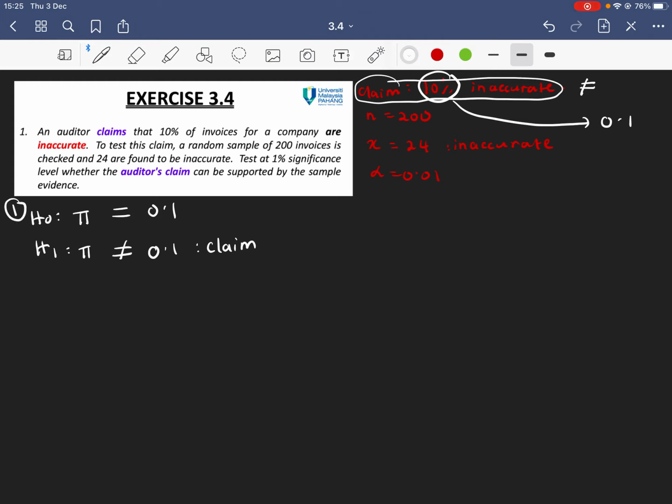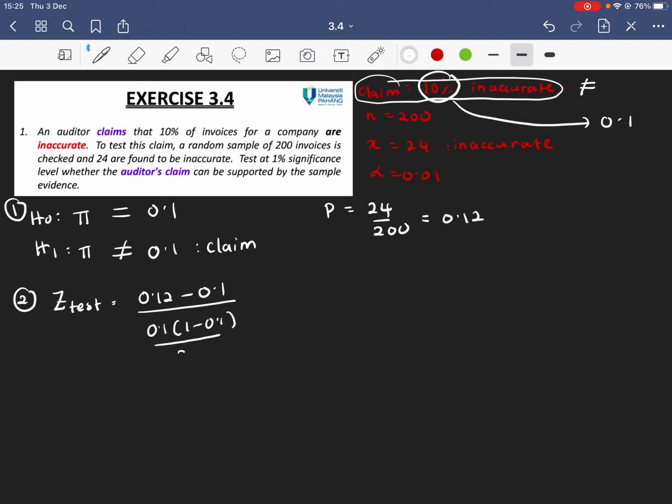Done step number 1. Step number 2, the test statistic is the Z test, where your P is equal to 24 over 200, which is 0.12. And then you put into your formula: 0.12 minus 0.1, over the square root of 0.1 times 1 minus 0.1 over n, where n is 200. So here you will get the test statistic 0.9428.